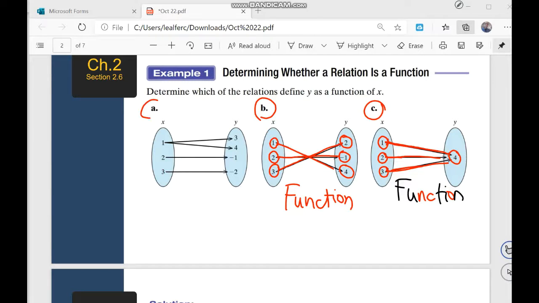Now let's check letter A. Here is fine, only one arrow leaving x and going to y. The same thing here, only one arrow leaving x and going to y. But there's a problem, check this out. We have two arrows leaving x and ending up in two different values of y. So that means if we have two or more arrows, this is not a function. Not a function.